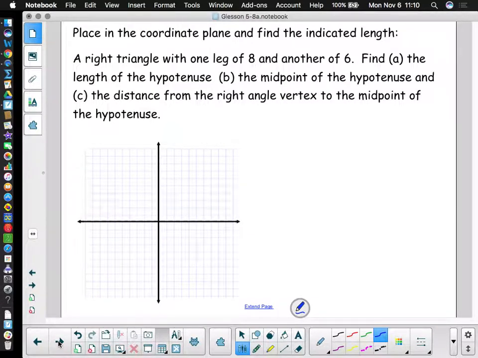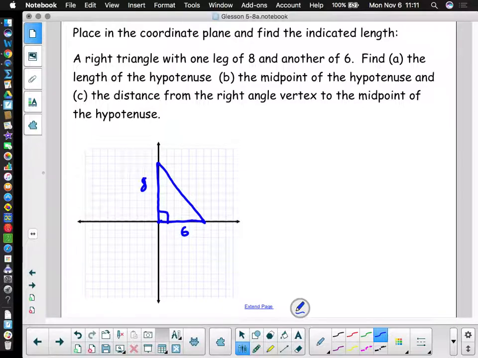All right, this is an interesting one. Place in the coordinate plane and find the indicated length. This is a right triangle with one length of 8 and another of 6. Now, if I'm going to place a right triangle, I'm going to be smart. I'm going to put one spot here at the origin. I'm going to make my sides horizontal and vertical. Okay, there's my 6. There's my 8. I'm halfway done with this problem already. Because those two sides I don't need to use distance formula for, they're horizontal and vertical. They're really easy to work with. So if you're going to place a right triangle, do it that way.